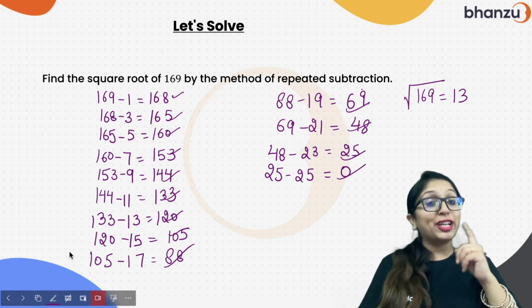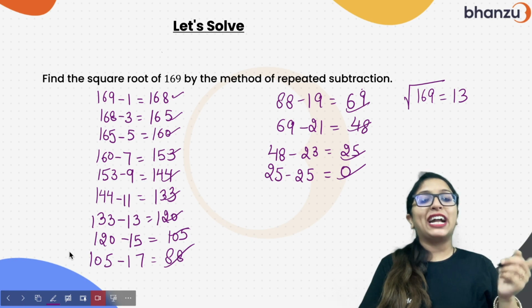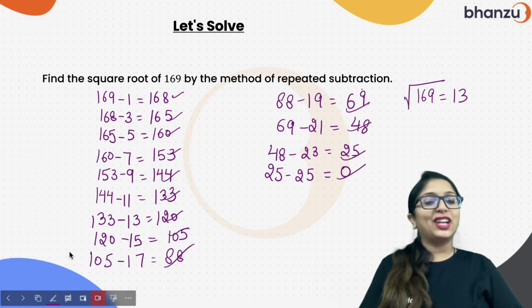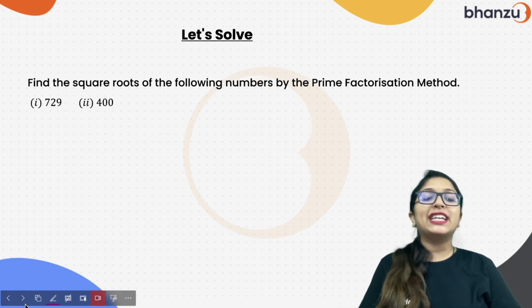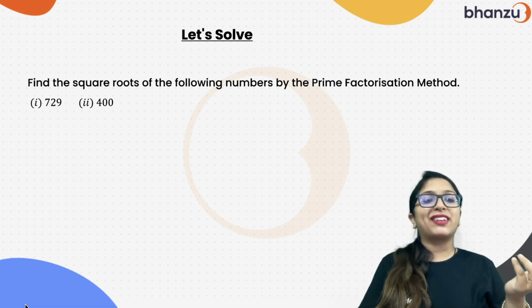That's why I have already taught you in the previous videos the other two methods to find the square root, that is prime factorization and the division method. So let's quickly see the next question. It says find the square root of the following numbers by the prime factorization method.